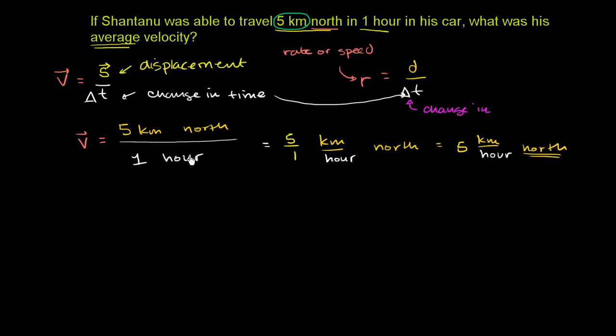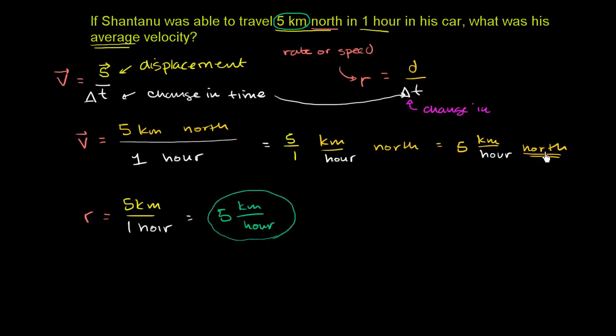You could do the same thing if someone just said what was his average speed over that time. You could have said, well, his average speed or his rate would be the distance he travels. The distance, we don't care about the direction now. It's 5 kilometers, and he does it in 1 hour. His change in time is 1 hour. So this is the same thing as 5 kilometers per hour. So once again, we're only giving the magnitude here. This is a scalar quantity. If you want the vector, you have to do the north as well.